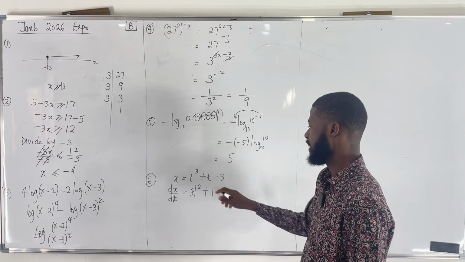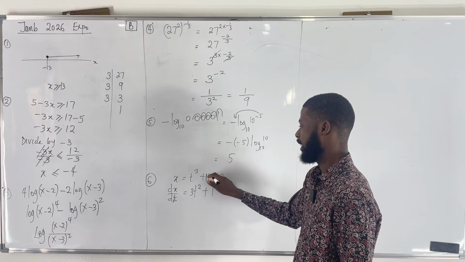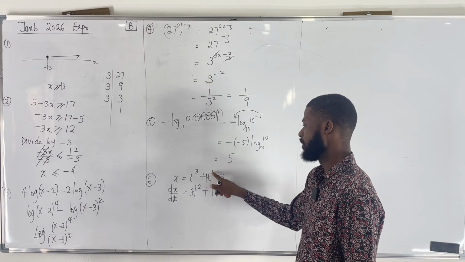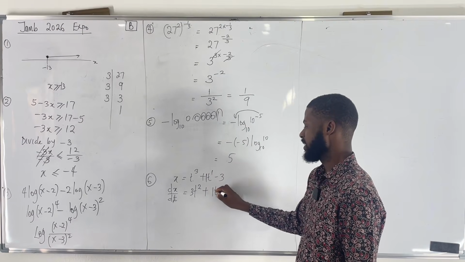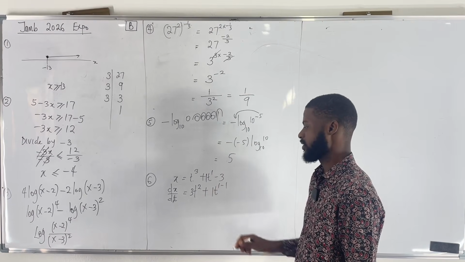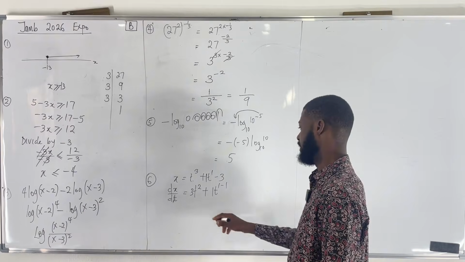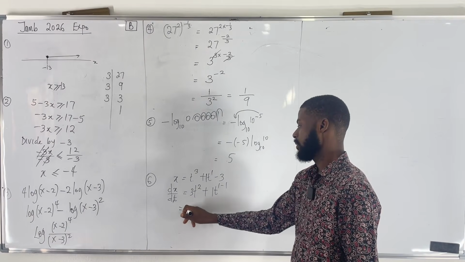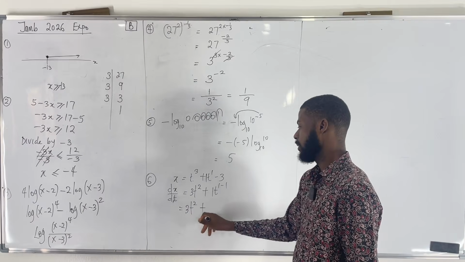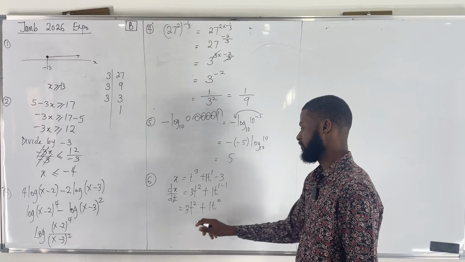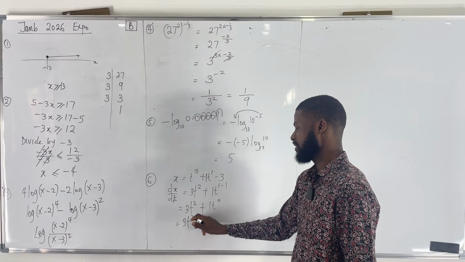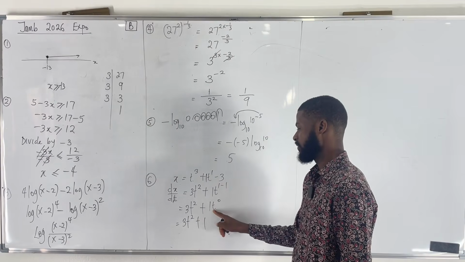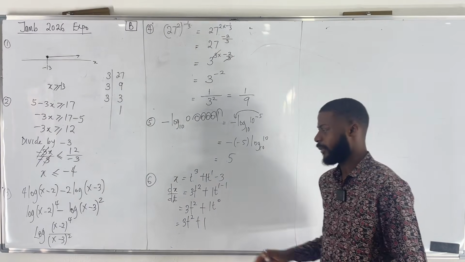Let me explain better. There's a 1 here, there's a 1 here, and there's a 1 as a power. 1 times 1 is 1, then you say t, then 1 minus 1. It's in the laws of differentiation. So this will be 3t squared plus 1 times t to the power of 0. So this is 3t squared plus 1, because t to the power of 0 is still 1. So this is what we have.